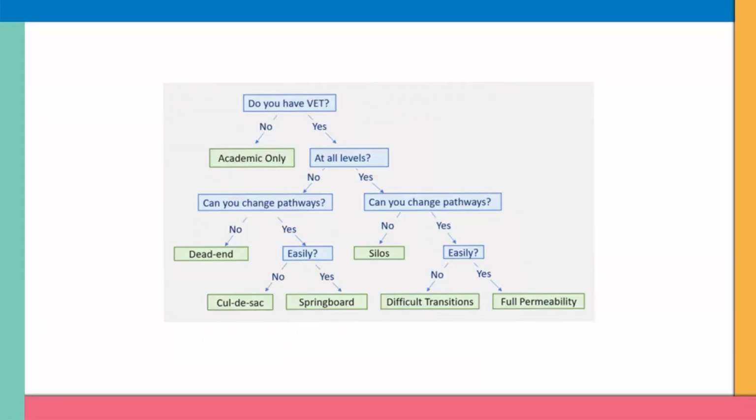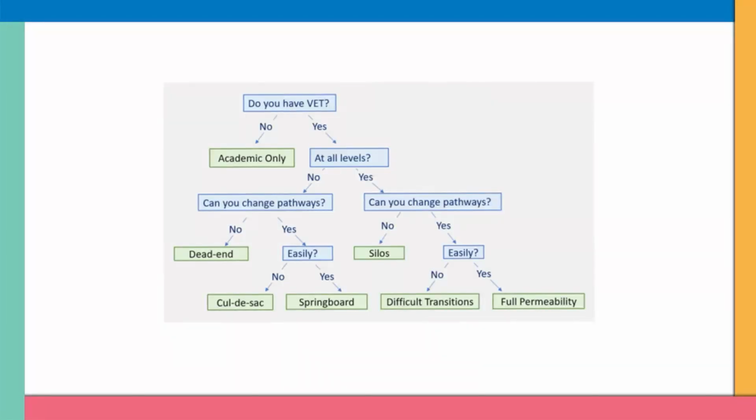And the way to understand which type you belong to is by asking how difficult it is to change pathways. If changing pathways is challenging, then the system is a dead end type. However, if you can change pathways, there can also be two ways. It's an easy way, and if that's the case, then we are dealing with a springboard type, and if that's challenging, then we have our cul-de-sac type.